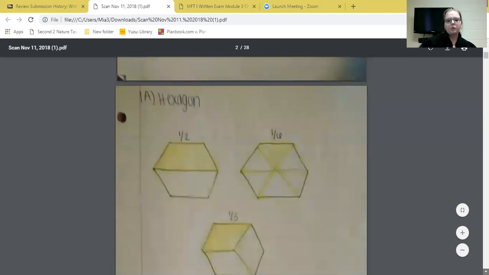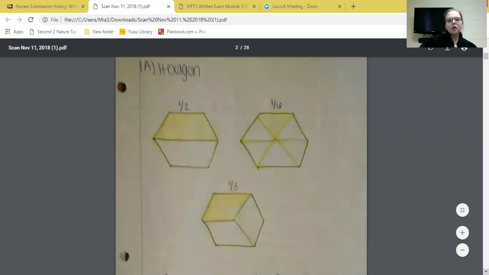So first we are starting with the hexagon. When we break all the shapes up, they have to be equally proportioned with all the shapes that we're using. So we know that a hexagon can be broken up into 2 trapezoids. That will give us a 1/2 fraction. And then we know that we can use 6 equally sized triangles to get 1 hexagon. So that gives us 1/6. Next, we know that we can take 3 rhombuses and put them into a hexagon equally, and that gives us 1/3.